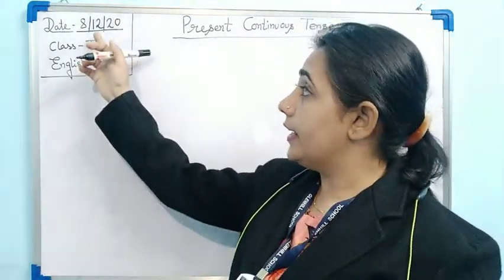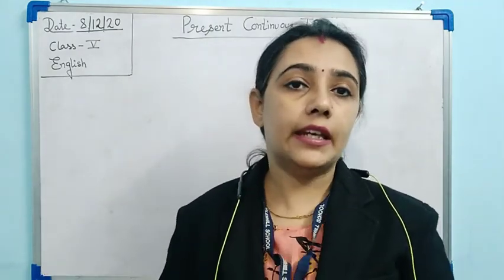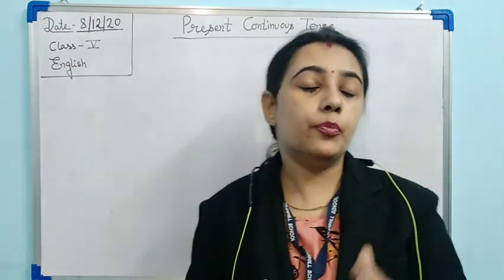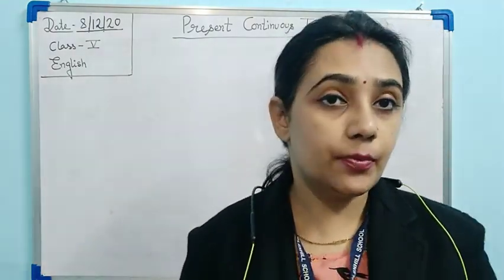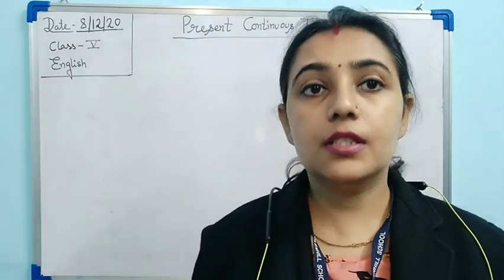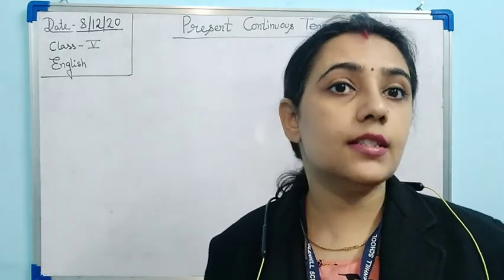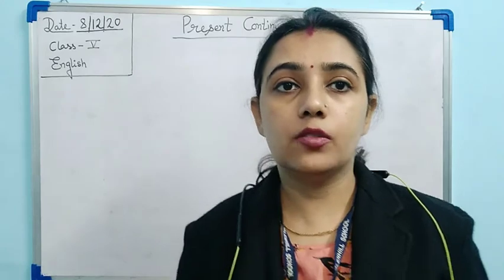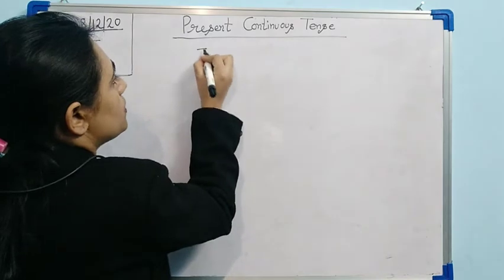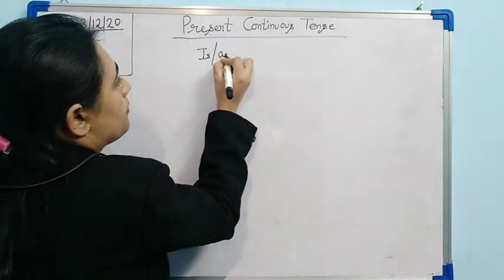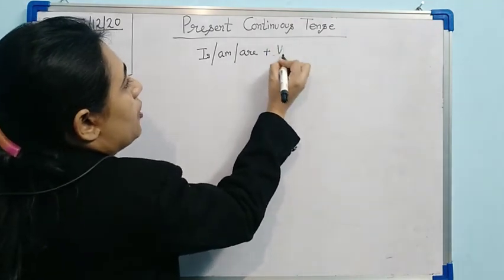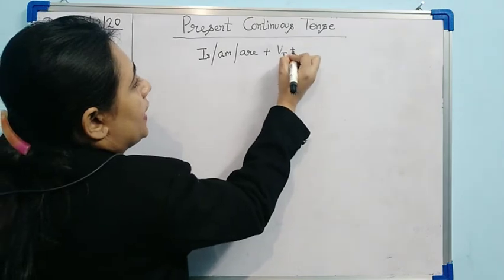Today's date is 8th and today is our second class for grammar regarding the chapter present continuous tense. In our previous video, I explained what present continuous tense is and some examples of where we use it, and we did one exercise. We also derived one formula: in present continuous tense we use is, am or are plus verb first form plus ing.